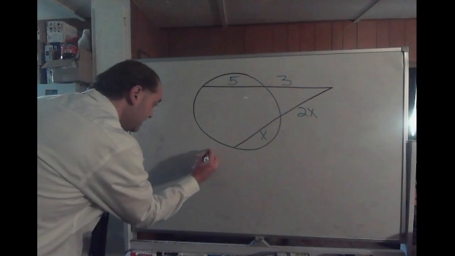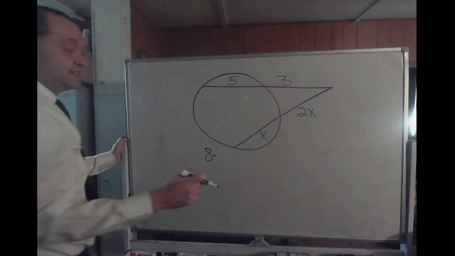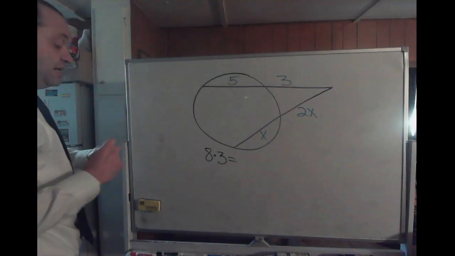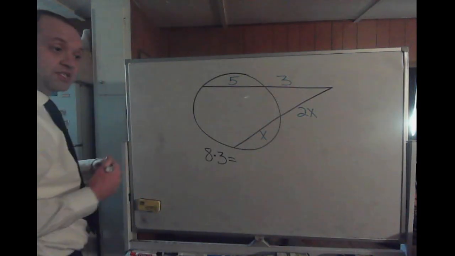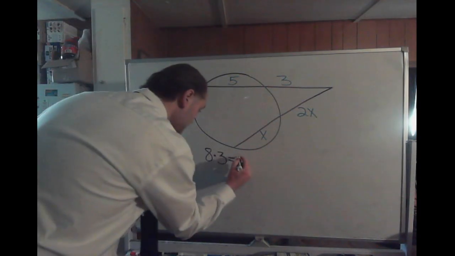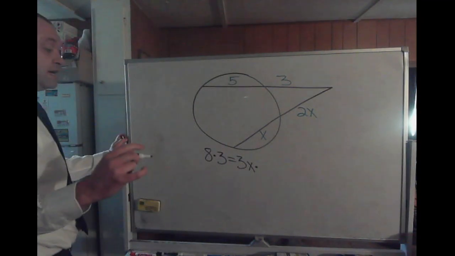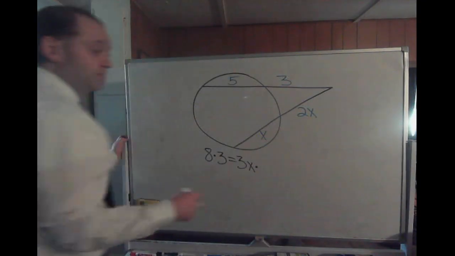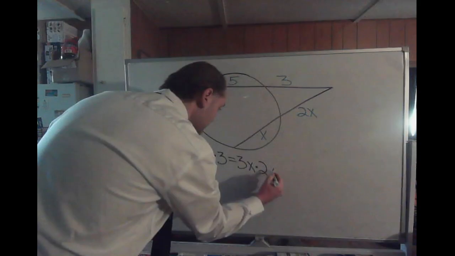8. So you would take 8 times the length of just the outer segment of that secant, which would be times 3. Now that's going to be equal to the length of the whole other segment. What's x plus 2x? That's 3x. That'd be times the length of just the outer segment of the other secant line, which would be times 2x.